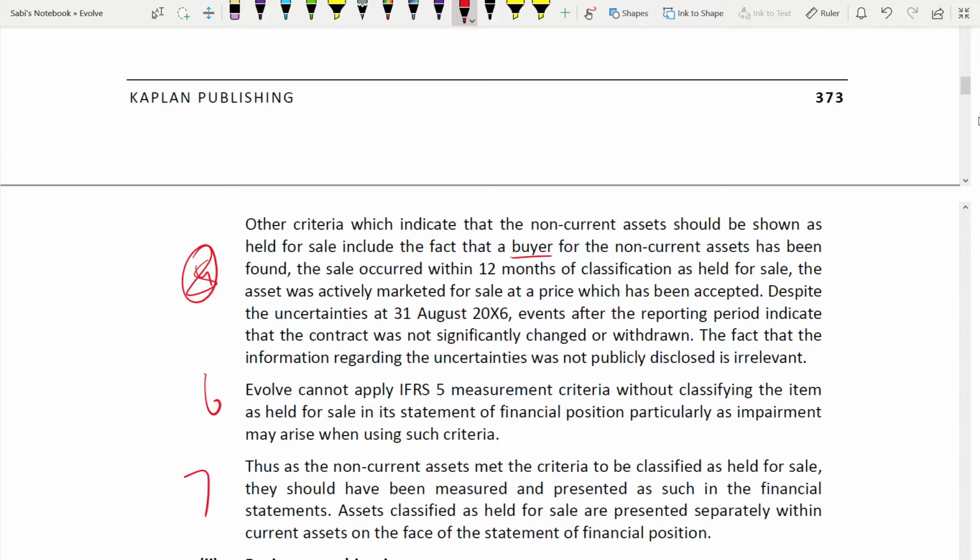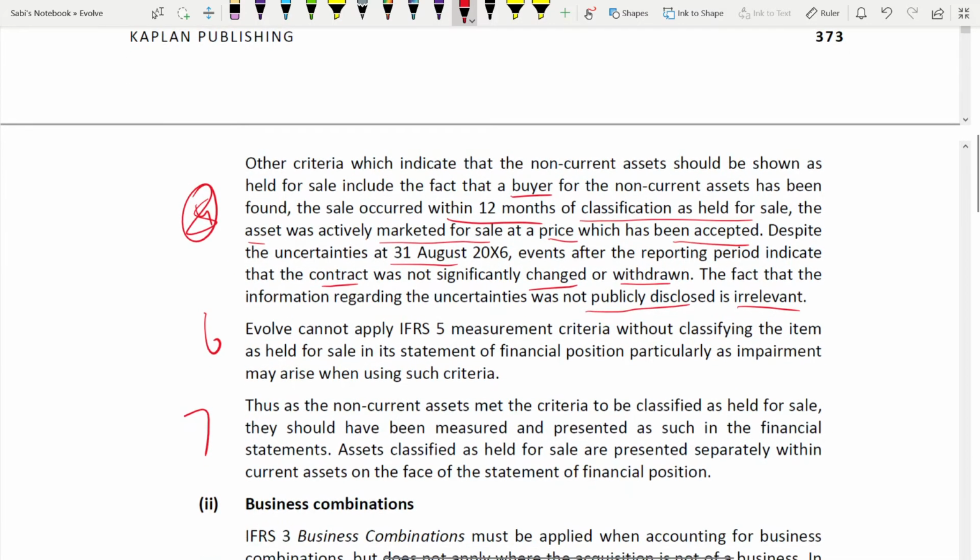If you have found a buyer, you have to show it as a non-current asset held for sale within 12 months of classification as held for sale. The asset was actively marketed for sale at a price which has been accepted, whatever the uncertainties might be. So all this suggests that the contract is still there, it did not change significantly, or the contract is not withdrawn. The fact that information regarding the uncertainties was not disclosed is irrelevant in this case. Okay. 6.